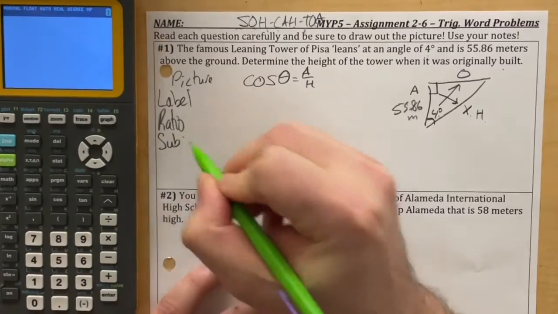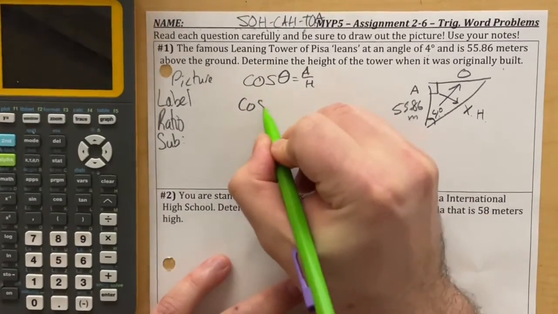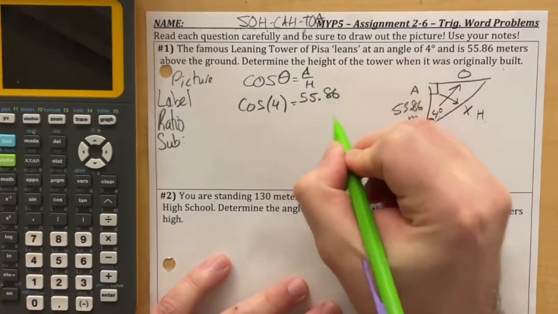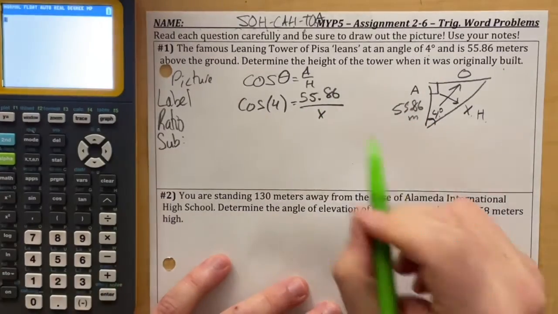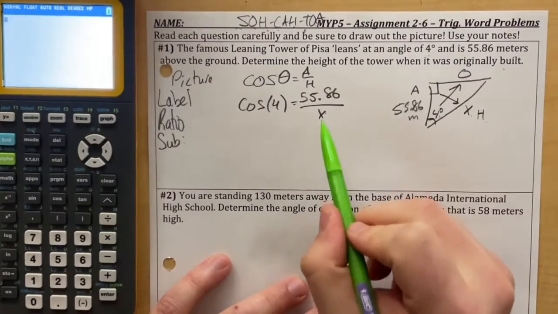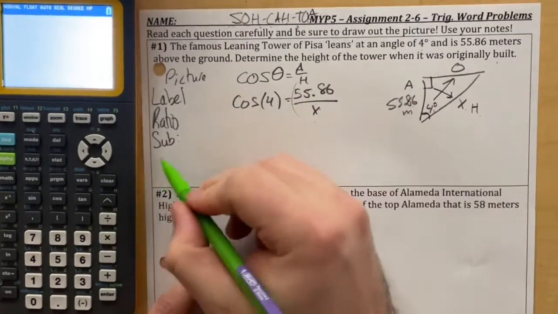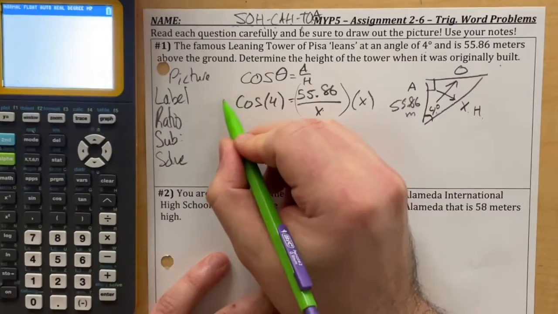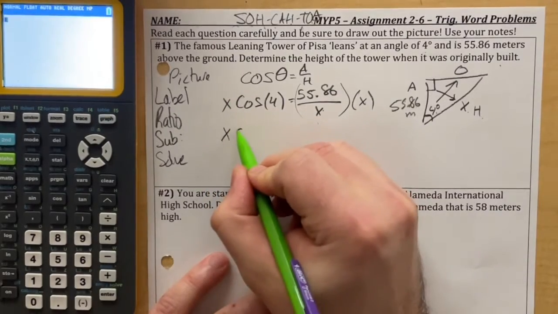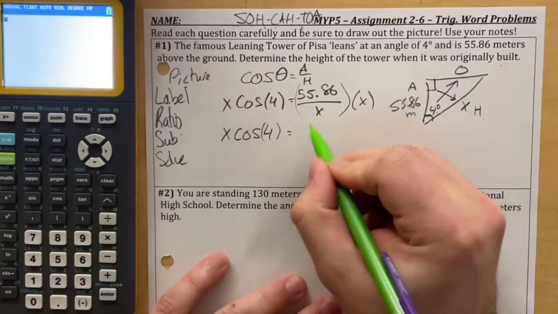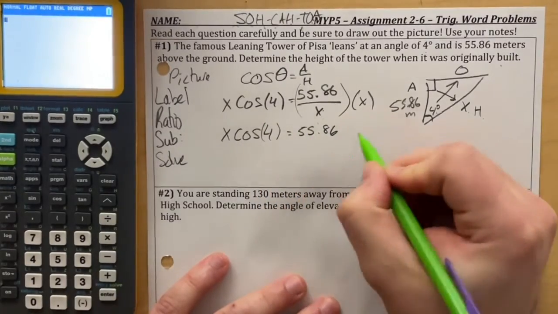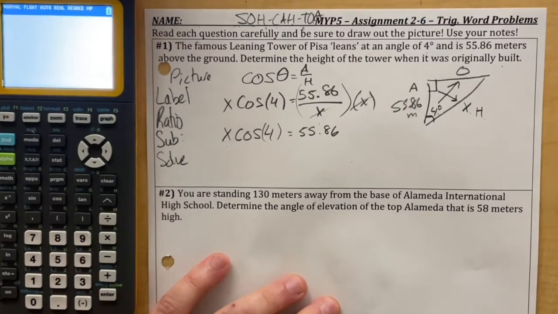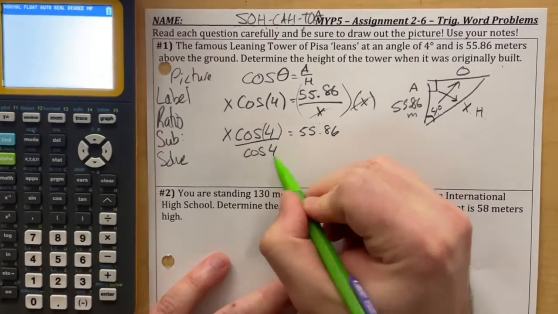And I sub in my values for my variables, and so I could say, all right, the cosine of 4 degrees is equal to 55.86 over x. And so now when x is in the denominator, this is when you have to do 2 steps, because I need to get x by itself. So when I go to solve, I have to multiply both sides by x. And so now I have x times cosine of 4 degrees is equal to 55.86. And the reason why we're doing this is because these x's cancel out. We're trying to get the x by itself. Last step, divide both sides by that cosine of 4 degrees.